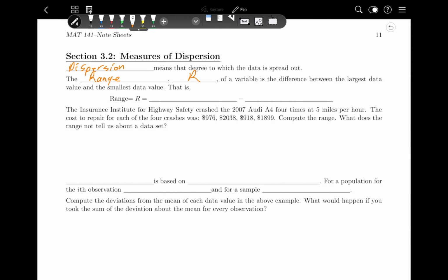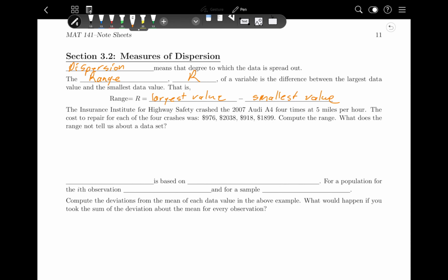The range of a variable is the difference between the largest value and the smallest value. Okay, so all we care about is how far apart all the data is, from smallest to largest. That's all this tells us. And so it's really easy to calculate. You just take the largest value minus the smallest value. Okay?